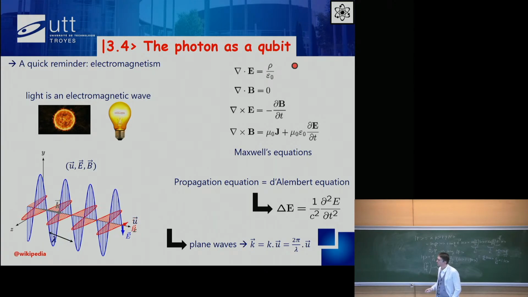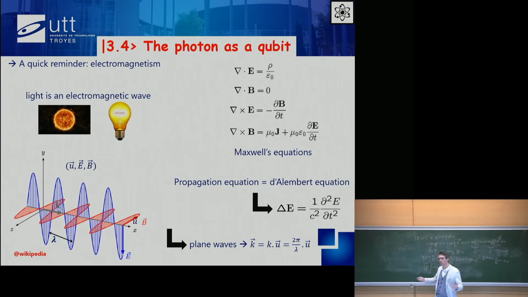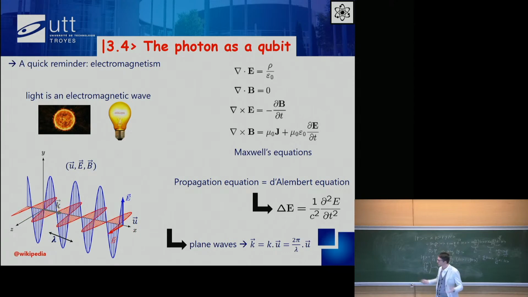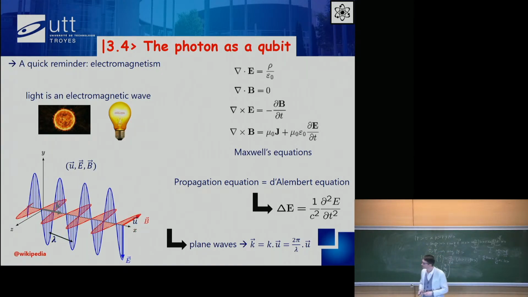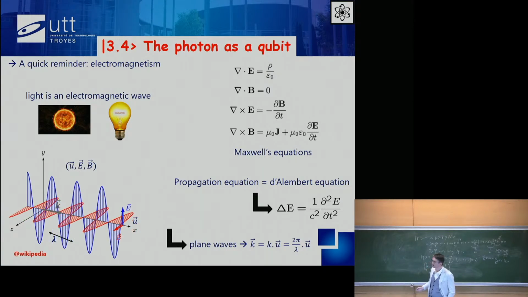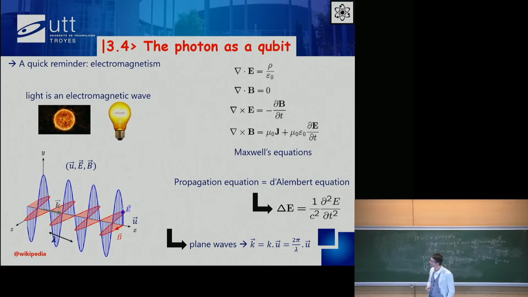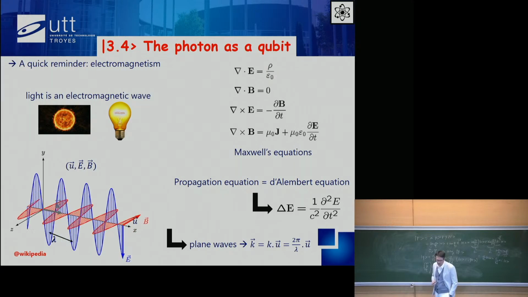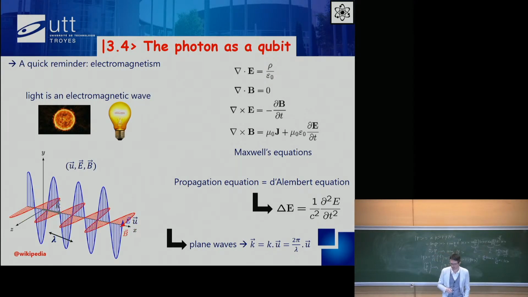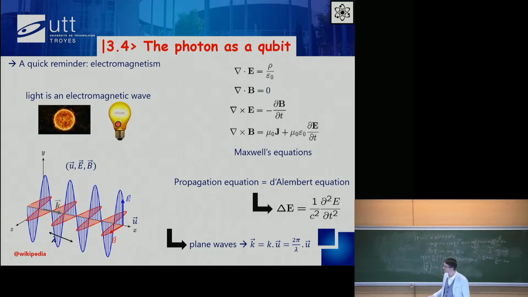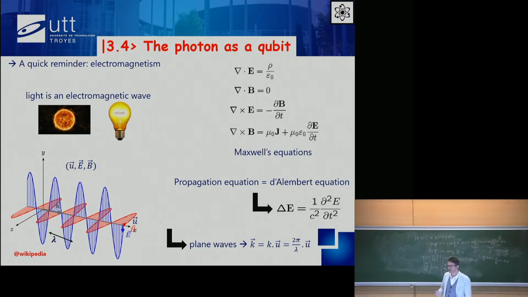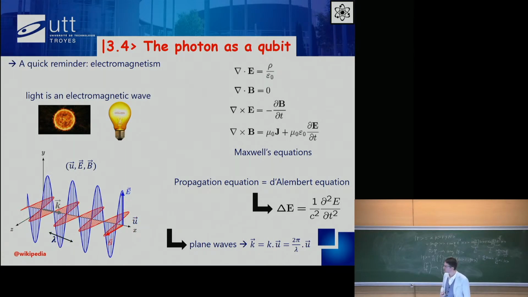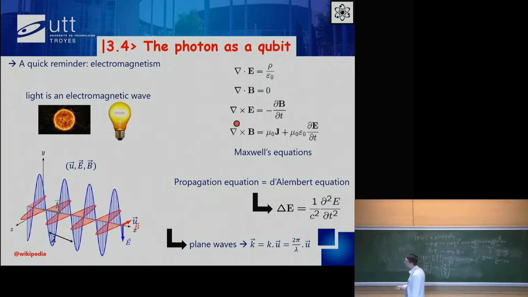But let's go back to some basics. If you know that already, then this is good. It's just a reminder. If you don't know that already, then you will. Light is an electromagnetic wave, and we know since Maxwell that electromagnetic waves, or light, can be basically described by these 4 equations.